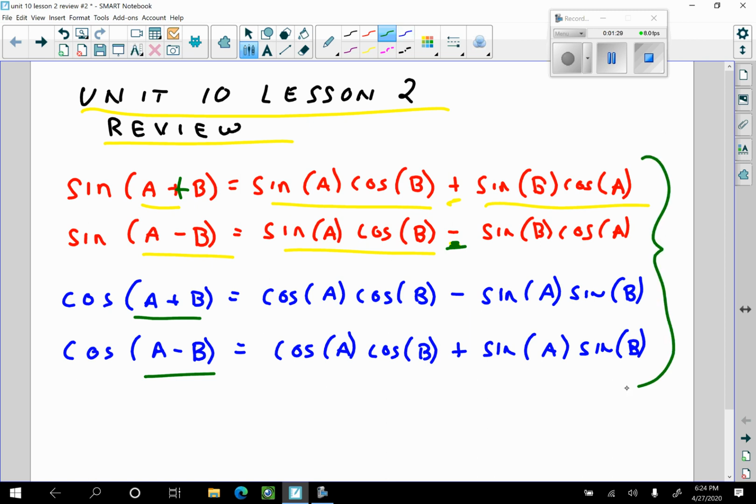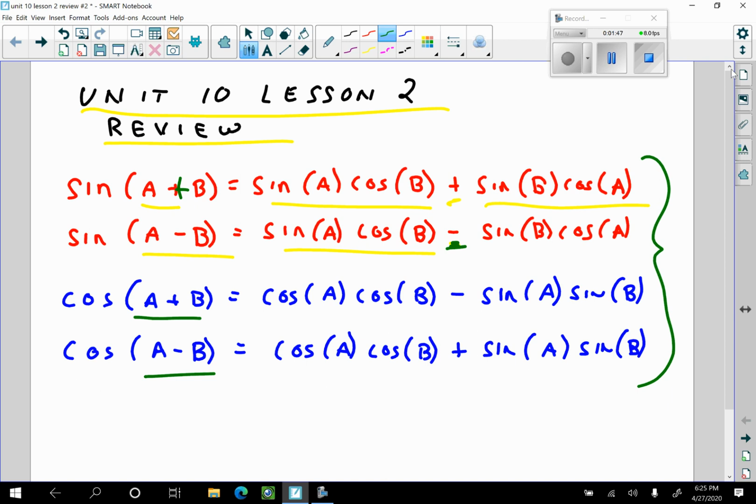These are four important identities that we use to prove many other identities. That's why these are so important. Not so much that we're going to use them to find the exact value of a sine and cosine, but so that we can prove other identities. That's why they're so important.